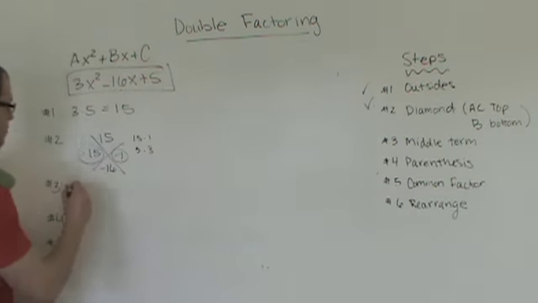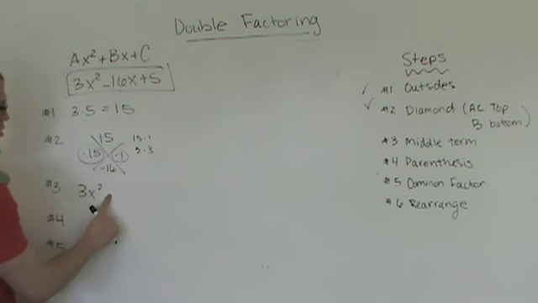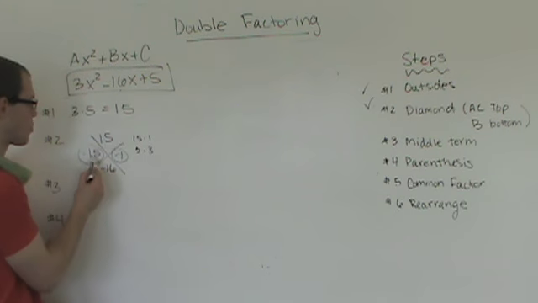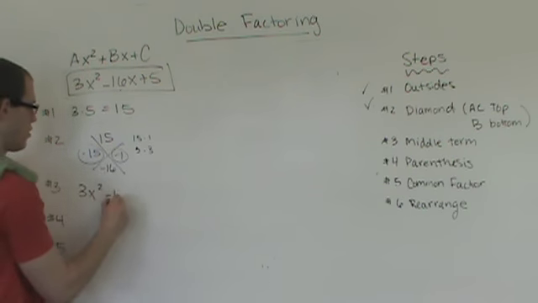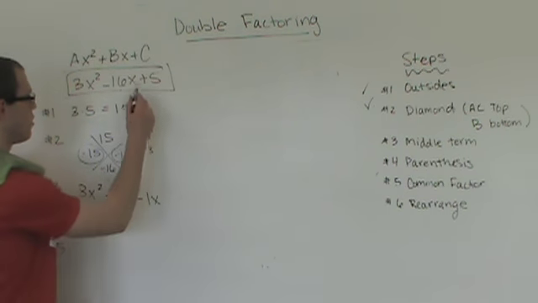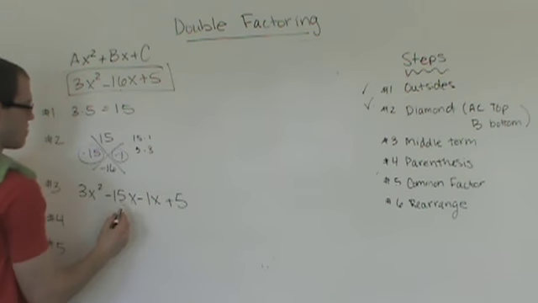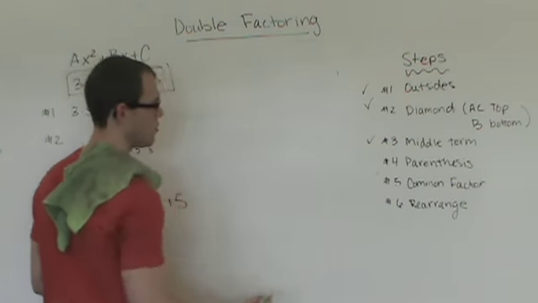Next, we want to work with the middle term. So let's rewrite it. Start with the front term, the ax squared, which is 3x squared. Now for the middle term, the negative 16x, write what your solutions were. Our solutions were the negative 15 and the negative 1. So we're going to write negative 15x minus 1x and plus 5. The c comes down after you have the two middle terms written out. Alright, so you did the middle term part.